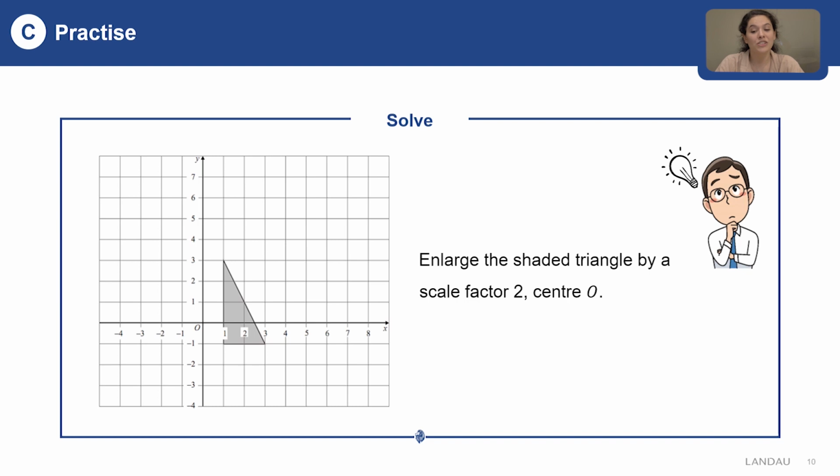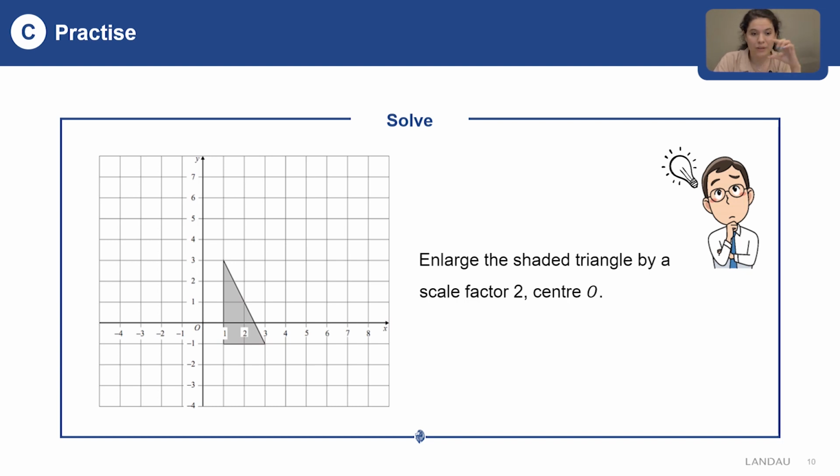It says enlarge the shaded triangle by a scale factor 2 and the center O. So we know that center O means origin, 0, 0, and it is the center for the enlargement. And it says we have scale factor 2. What does it mean? It means we have to get the image 2 times bigger than the object. So first we have to draw 3 lines, since we have 3 vertices in the triangle. 3 lines pass through the center.